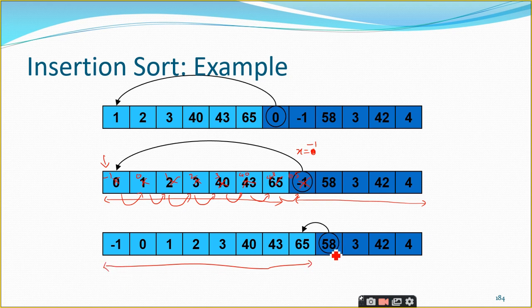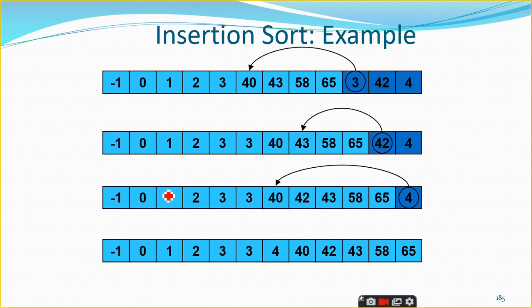After that, we have 58. Compare it with the elements ahead of it. 58 compared with 65, it should be before 65. When you compare 58 with 43, it should be after 43. So, the correct position of 58 will be between this 43 and 65. So, you take x value as 58, move 65 towards its right hand side, now this is a vacant space. You insert this 58 here. After this I get the list like this.